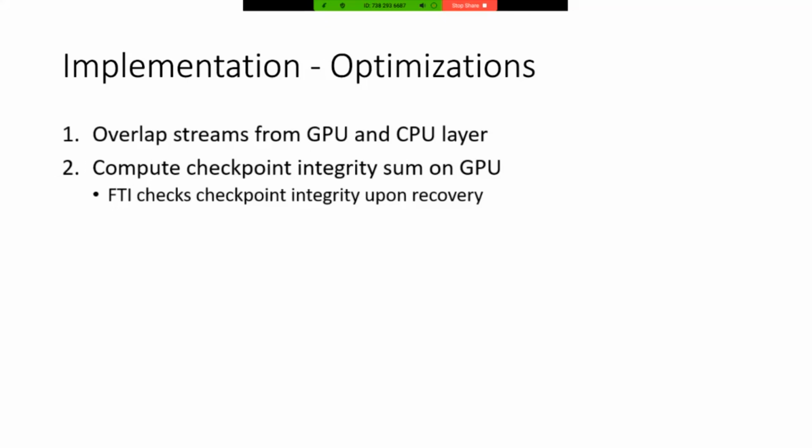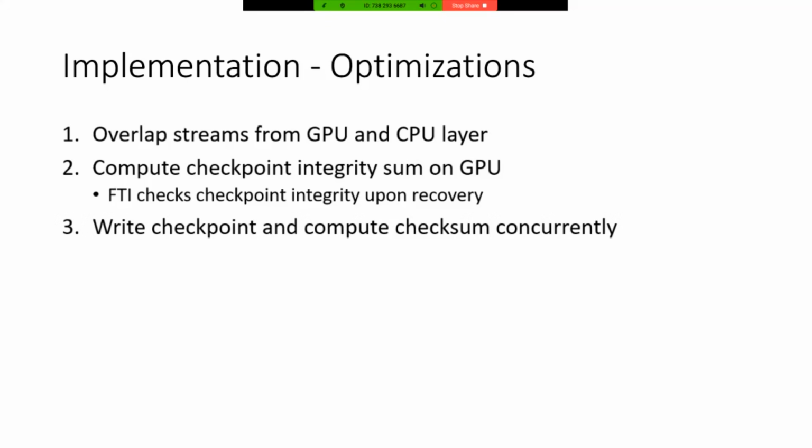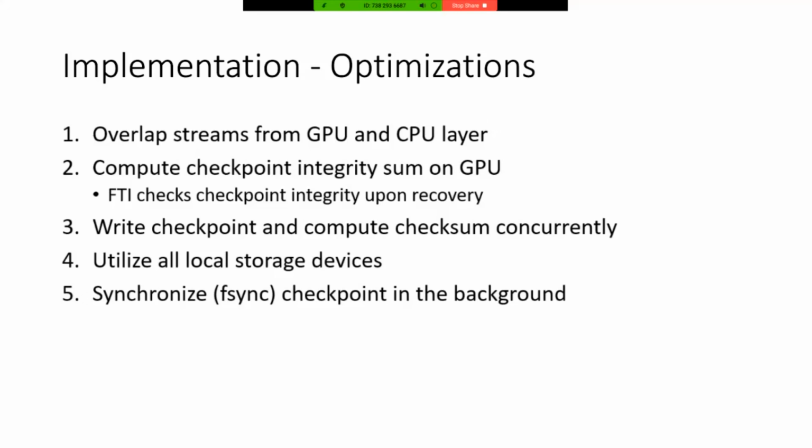The second one is that we compute the integrity checksum that FTI performs on the GPU. The third one is that we compute the integrity checksum concurrently with writing the data, so basically performing 1 and 2 in parallel. The fourth optimization is that we utilize all the available storage layers on the local nodes. This can be dynamic memory and SSDs, or several SSD devices or NVMe devices. And finally, the synchronization of the checkpoint data to the file system we perform in the background.